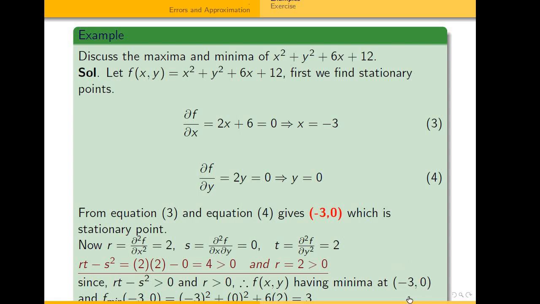Now this stationary point becomes the extreme point. And what is the minimum value? We have to write f minimum at minus 3, 0 is equal to, where we put minus 3, 0 in our given function. We put x is equal to minus 3 and y equal to 0. Here we get minus 3 square into y which is 0, plus 6 into minus 3, plus 12.